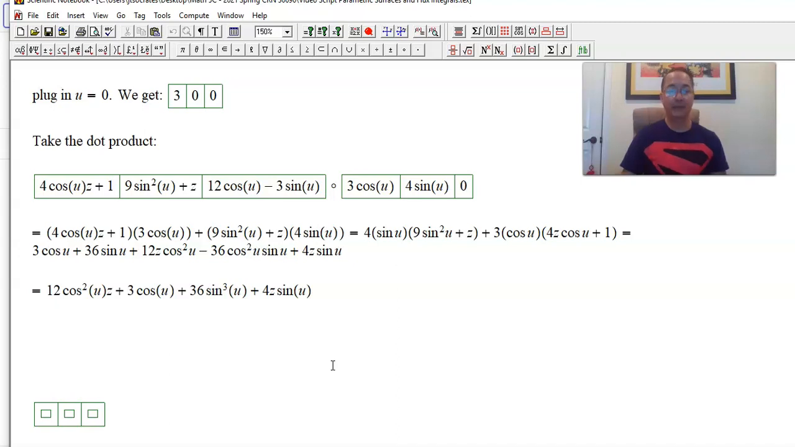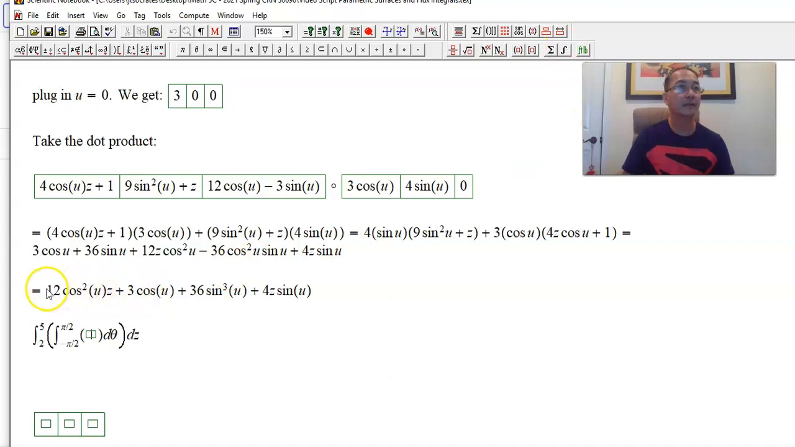Okay, so we're now ready to integrate. So we will want the integral. Z is going from 2 to 5, if I'm not mistaken. So we have dz on the outside. On the inside, we have negative pi over 2. Keep thinking I'm in GeoGebra. The positive pi over 2. Stop that. D theta. Okay, and our integrand is this thing.